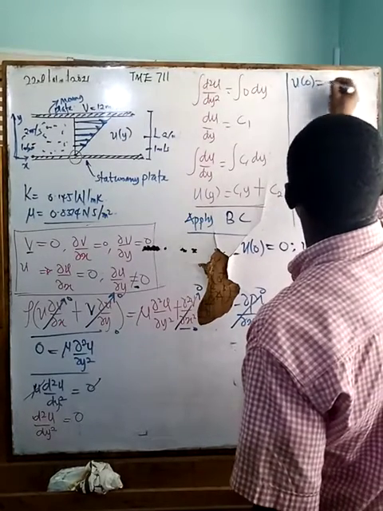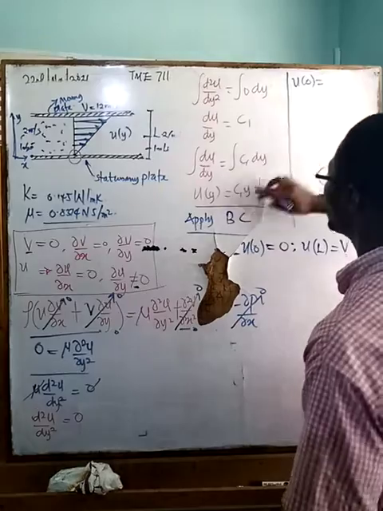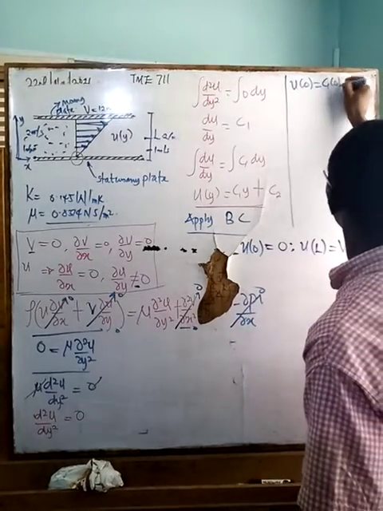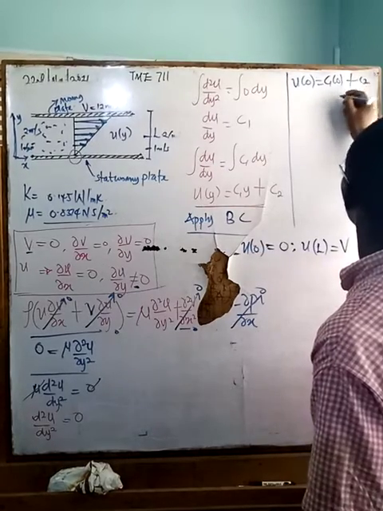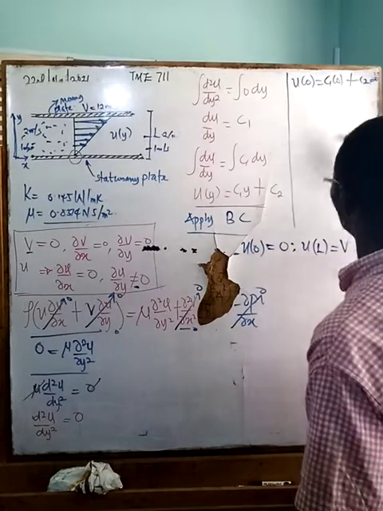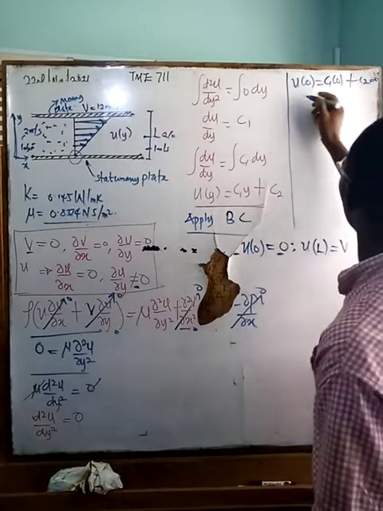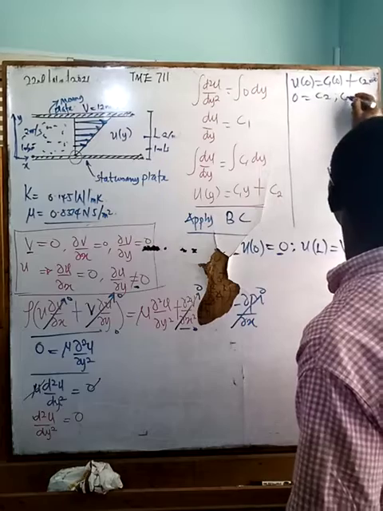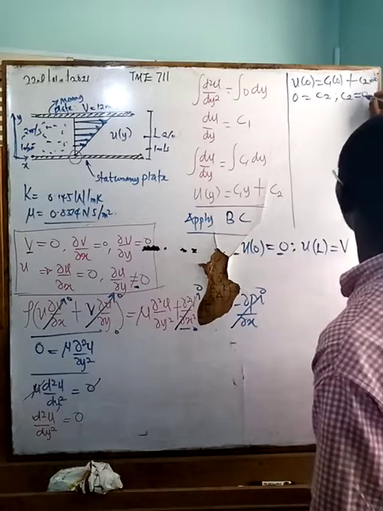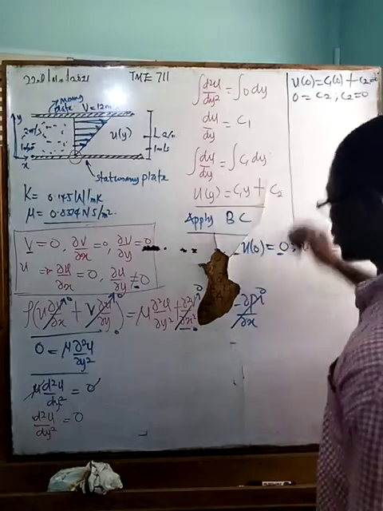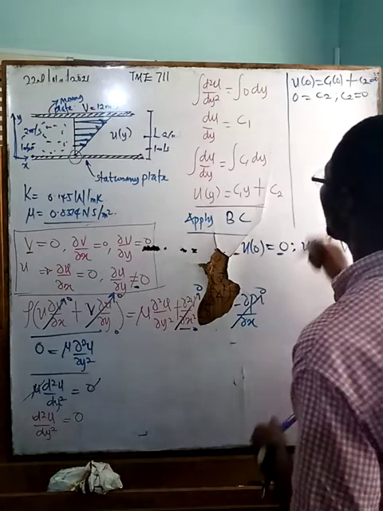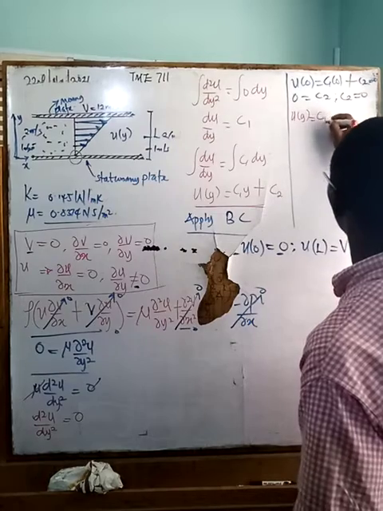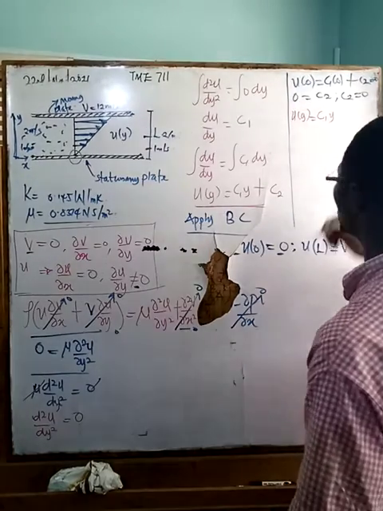So we have u of 0 is equal to, we substitute 0 wherever we see y. So that will give us C1 into 0 plus C2. So everything is equal to what? 0 because of this. So we have 0 is equal to C2. So our C2 is equal to 0. So we plug this value into this function here. So we have u of y is equal to C1y plus 0. So there's no need of writing it.